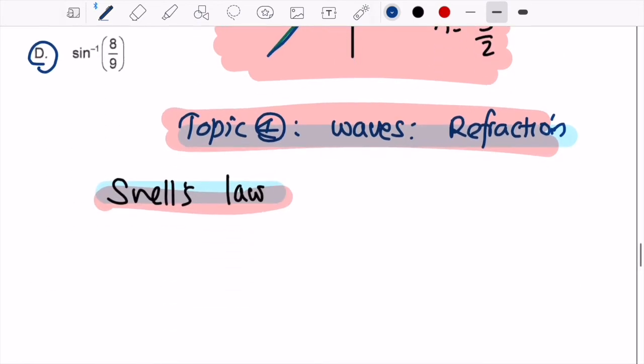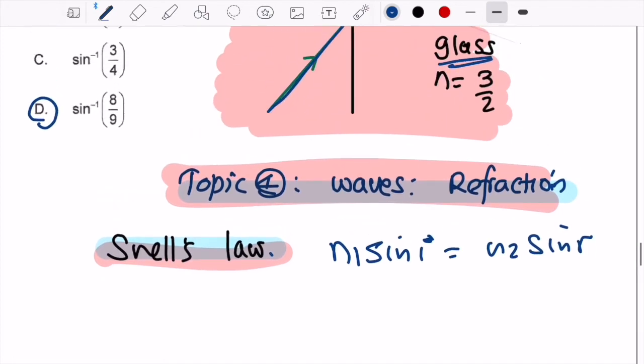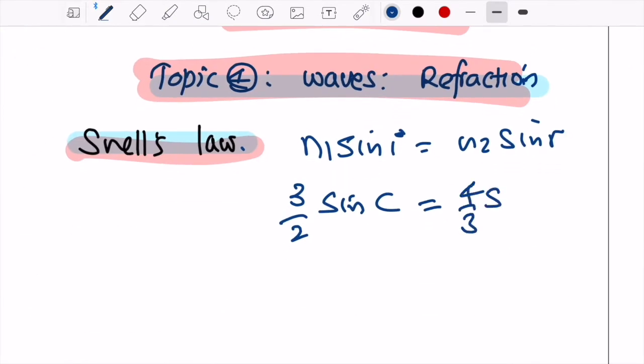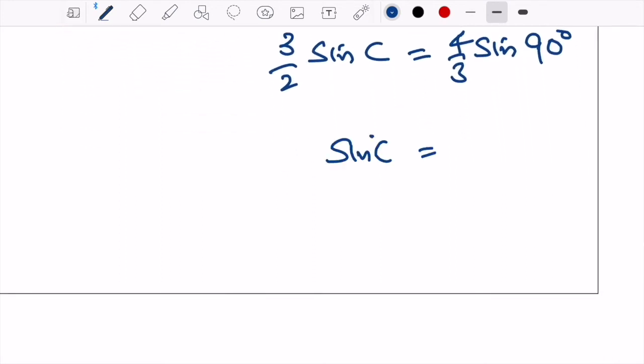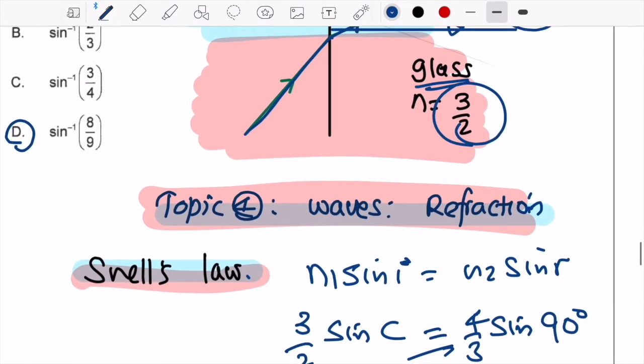Okay, let's write Snell's law. What is Snell's law? n1 sin i equals n2 sin r, right? But here n1 is 3 over 2, sin of this angle, which has a special name called critical angle. n2 is 4 over 3, sin r is sin 90. Sin C is, when I cross multiply, 8 over 9. So C equals sine inverse 8 over 9. Answer has to be D.